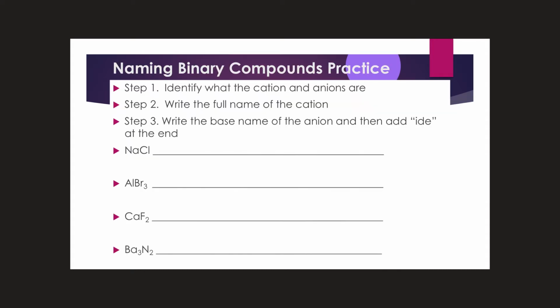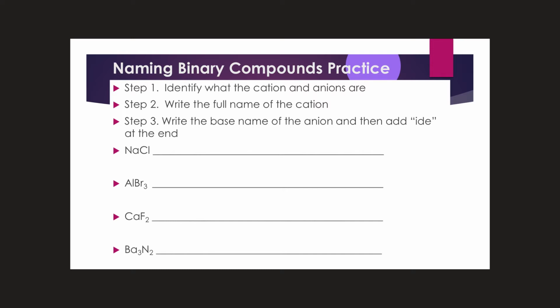Okay, so how do we write the name of binary compounds? There's some practice here. The first thing you have to do is identify what are your cations and anions. And the only way to do that is to break up the compound into the 2 parts. So remember, the start of any element is a capital letter. So when you do a binary compound, you're going to look for the second capital letter, and then you're going to put a slash right in front of it, and that's the start of that new element.